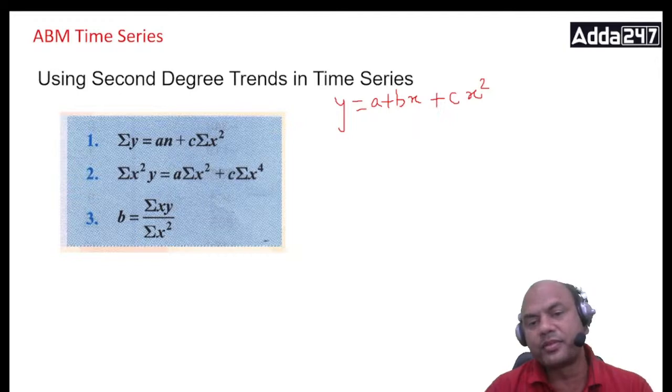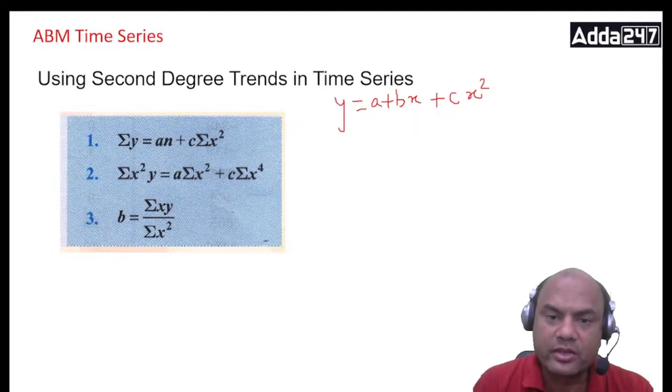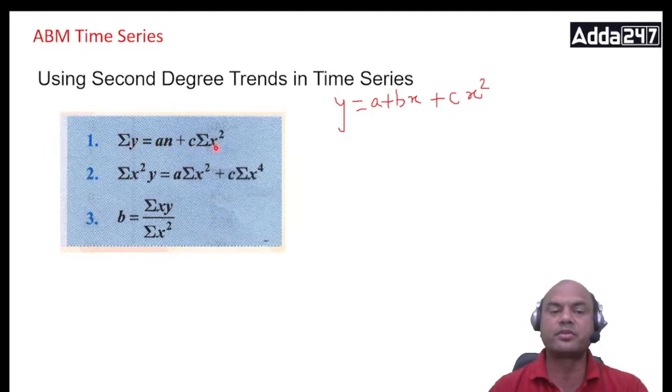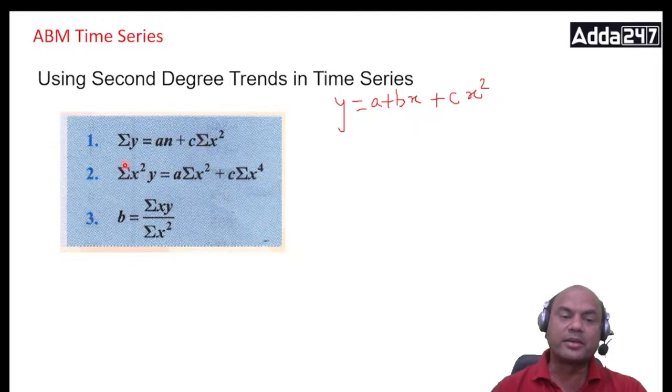If they ask you this curvilinear, then you'll have to solve this again. So the B formula is the same as it was in the linear equation, summation xy upon summation x square. Only these two formulas you will have to add: summation y equals na plus c summation x square, and summation x square y equals a summation x square plus c summation x raised to 4.